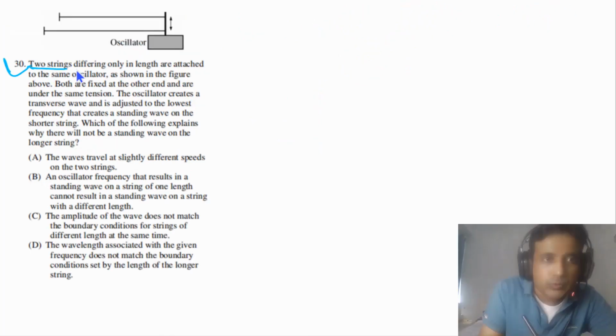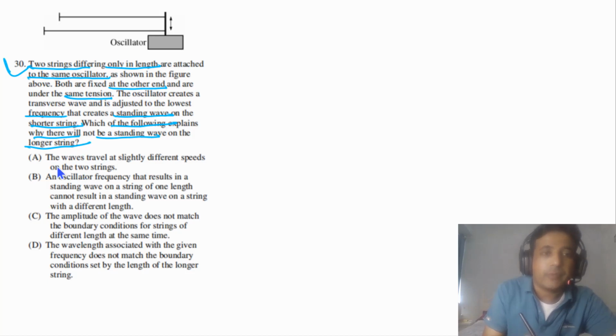Question 30 says two strings differing only in length are attached to the same oscillator as shown in the figure above. Both are fixed at the other end and are under the same tension. The oscillator creates a transverse wave and is adjusted to the lowest frequency that creates a standing wave on the shorter string. Which of the following explains why there will not be a standing wave on the longer string?